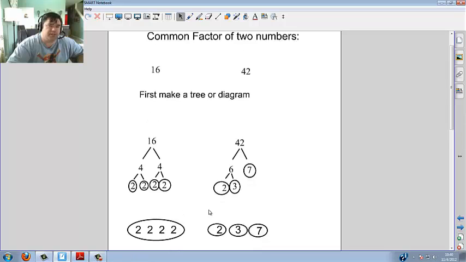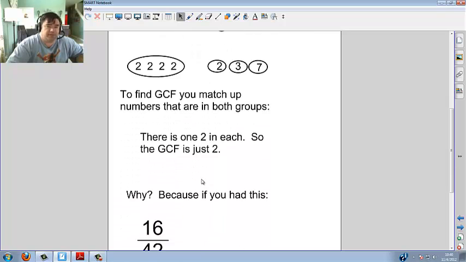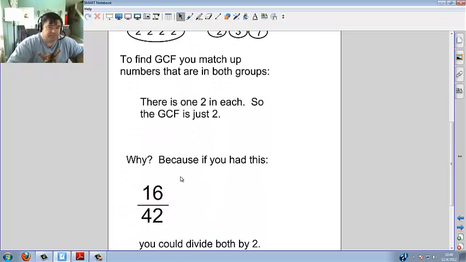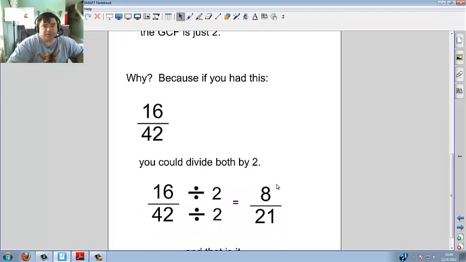What does this mean, by the way? This means that I could divide 16 and 42 by a 2, and that would be it. Because look what I have here, the same thing. I'm going to divide both by a 2. 16 over 42 becomes 8 over 21, and we're done with that. We cannot break it down any further because there's no factors that are shared between 8 and 21.